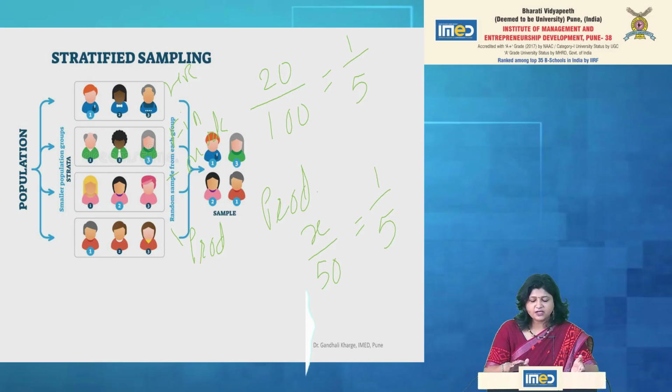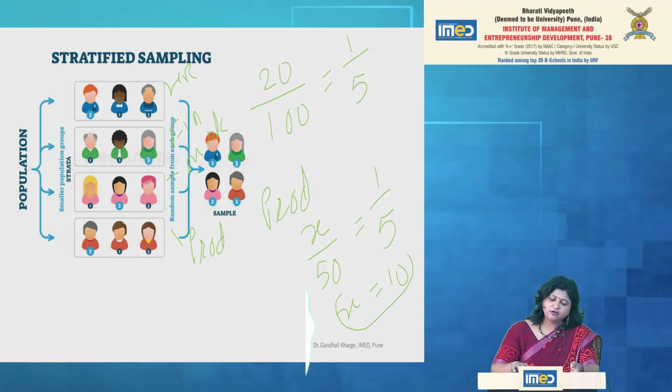So after calculation of this proportion, the value of x will be 10. So according to stratified random sampling, I'll collect the data from 10 employees from the production department. So we have to retain the ratio, sample as to proportion, for each and every strata. The ratio is nothing but the probability, and again we are following the probability in this case.